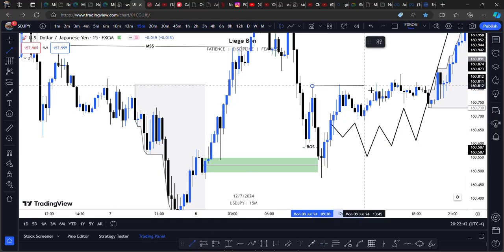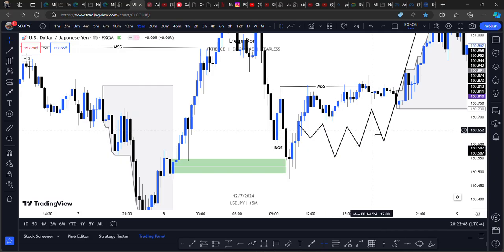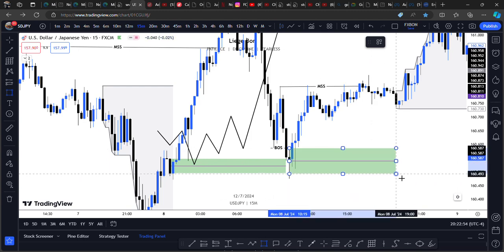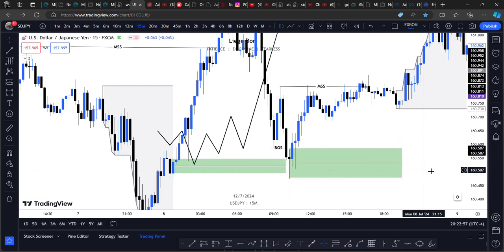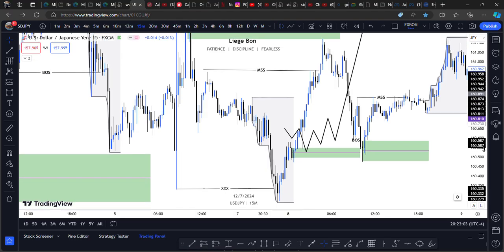And over here we had our market shift again, a new market shift or a chalk. Now let's take this here, we have a new demand. Let's say we have a new demand somewhere here, because this is not a breaker block. This is not a breaker block. Now let's say we're waiting for this demand right here as an SMC trader.